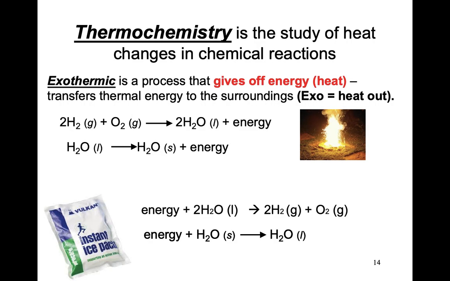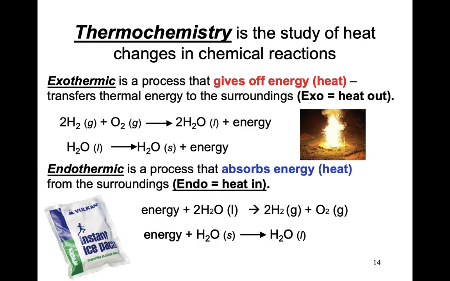Okay, so today we're going to finish up our PowerPoint about thermochemistry. So thermo means heat and chemistry means chemistry. So thermochemistry is the study of heat changes in chemical reactions. So if you see that question on a quiz or something, you'll know where it's coming from. So thermochemistry has to do with heat. So stuff we know already.